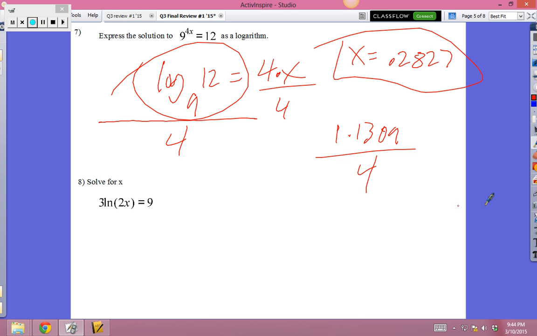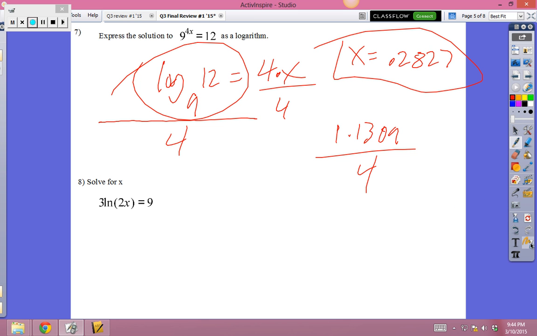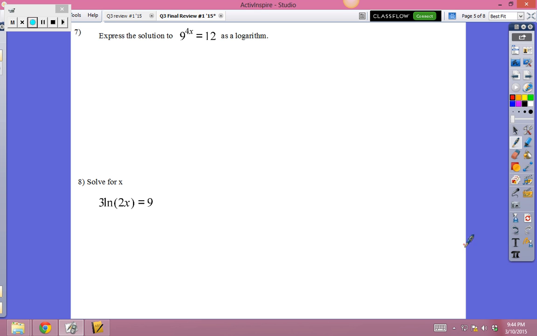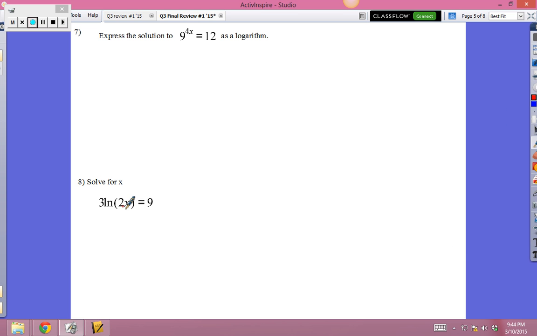Okay, number 8. Now we're solving for x, but x is tied into a logarithm. So remember ln, that is the same thing as log in base e.